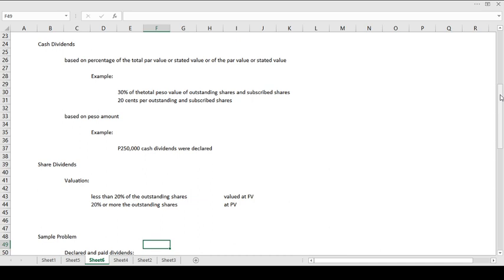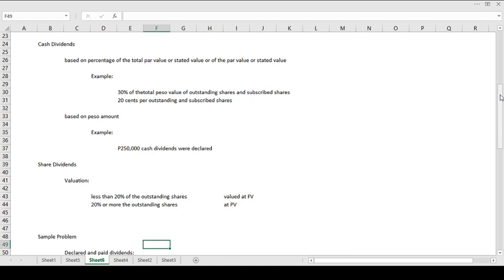Par value. Sir, ano po yung fair value na sinasabi on the valuation of less than 20%? Fair value on the date of declaration. Take note that the fair value must be on the date of declaration, not on the date of payment. Whatever fair value of the shares on the date of declaration, if it is a small dividends, the fair value on the date of declaration is the valuation of that share dividends.